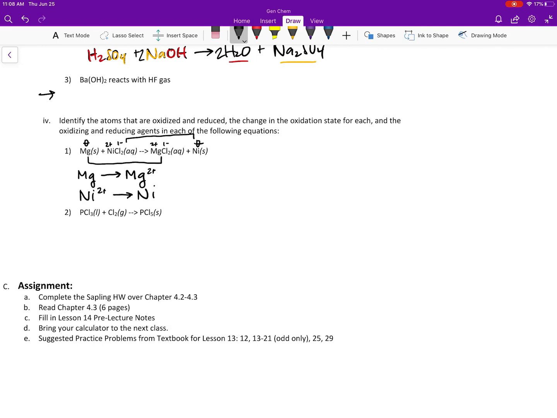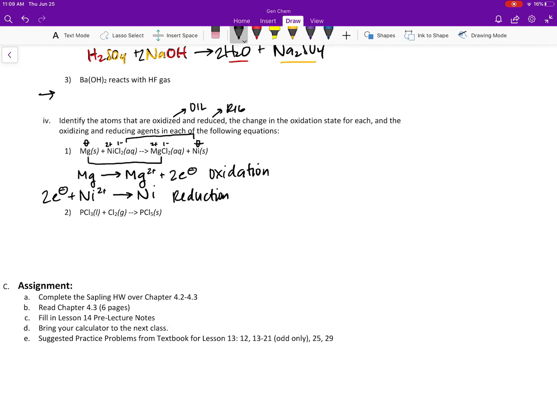And the reason why I'm doing that is because I need to see where the electrons are. So in this case, magnesium is becoming positive because it's losing 2 electrons. The nickel is becoming less positive because it's gaining 2 negative electrons. Now we need to think about our definitions. So the rule is oil rig. Oxidation is loss of electrons, reduction is gain of electrons. So this is our oxidation because the magnesium is losing something negative while the nickel is gaining something negative.